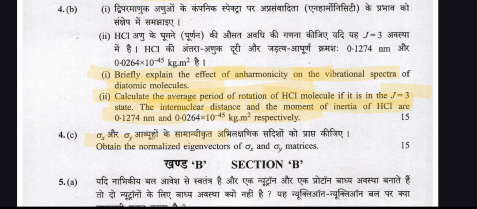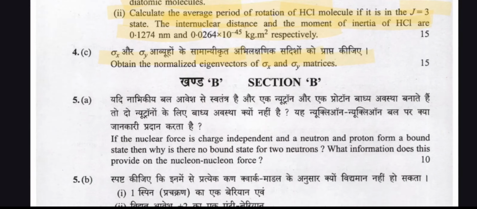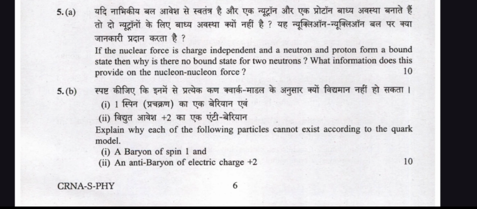Obtain the normalized eigenvectors of the sigma x and sigma y matrices. And section B is here. If the nuclear force is charge independent and a neutron and proton form a bound state, then why is there no bound state for two neutrons? What information does this provide on the nucleon force?